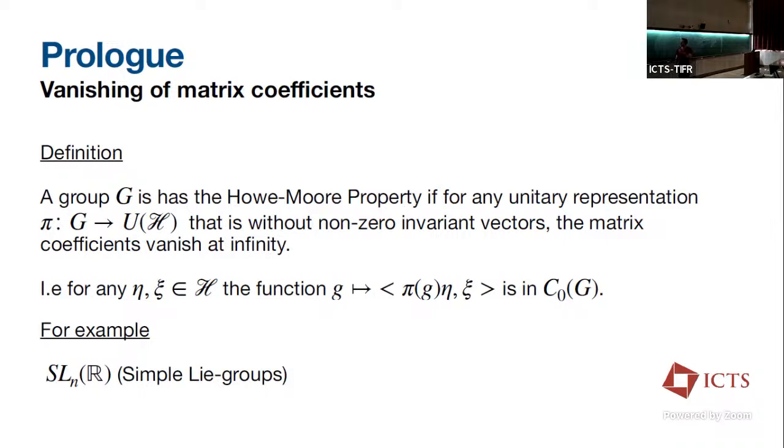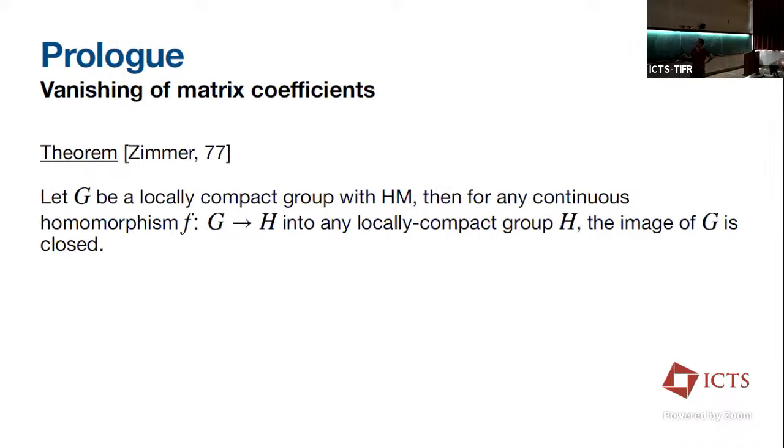And this actually, the Hausdorff property was very useful in proving all sorts of theorems in algebraic groups. And it gives, for example, a very easy proof of the following theorem by Zimmer: let G be a locally compact group with the Hausdorff property, then for any continuous homomorphism from G to any locally compact group H, the image of G will be closed.